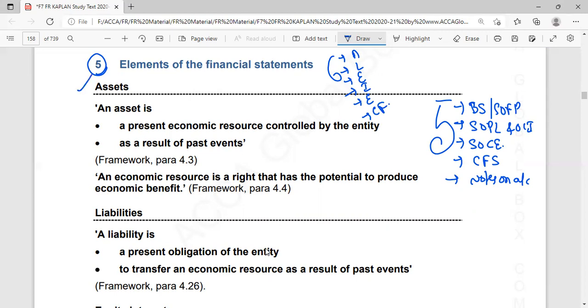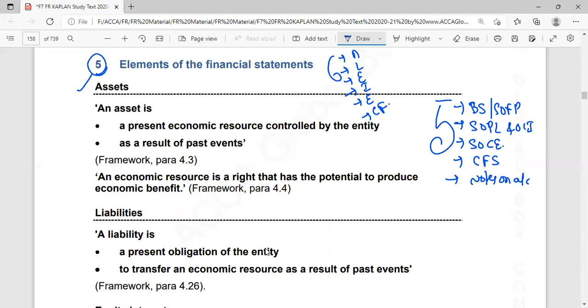And then just coming to the definitions. An asset is nothing but an economic resource controlled by an entity which provides some economic benefits to the entity in future. That is said to be an asset. Generally, an asset is classified into two types: current asset and non-current asset.